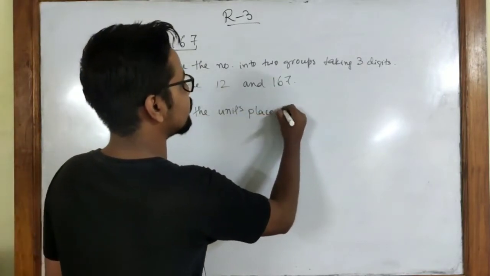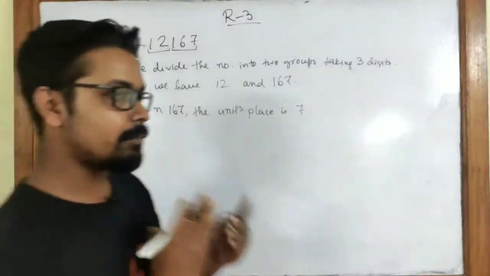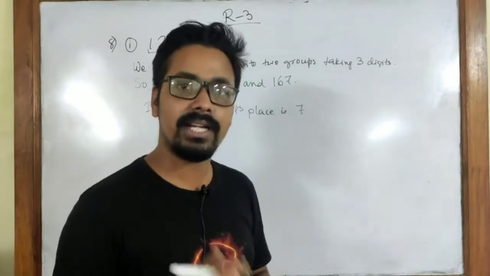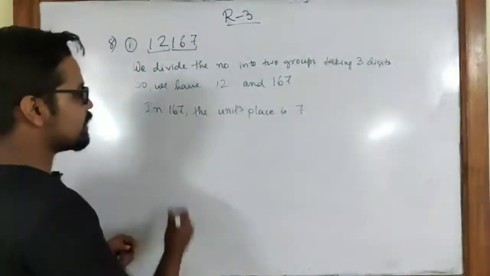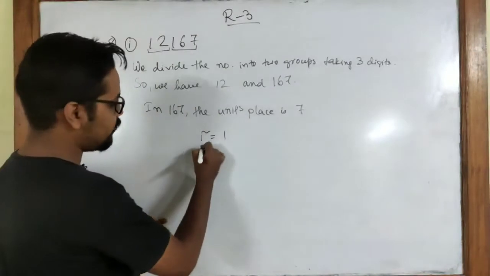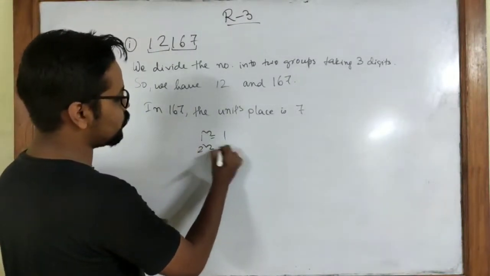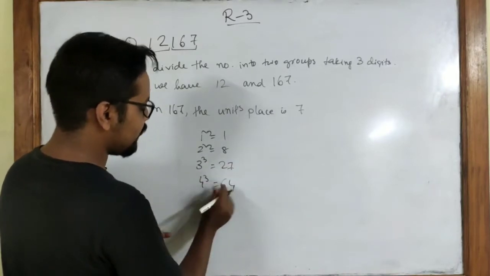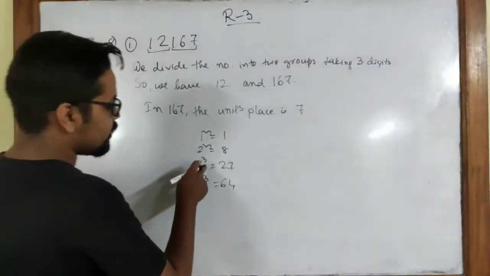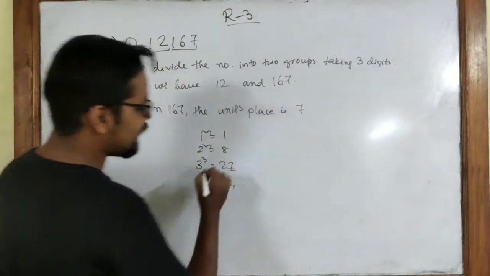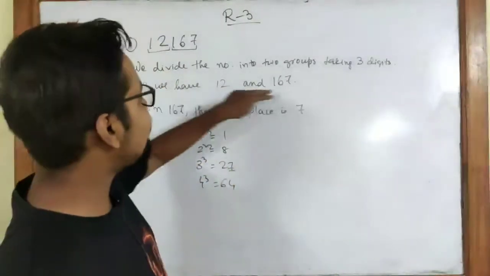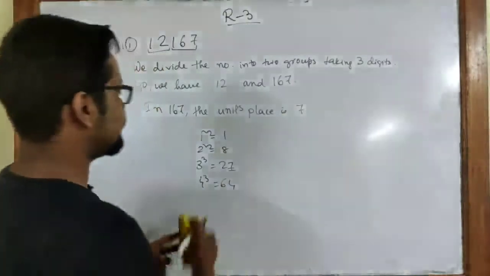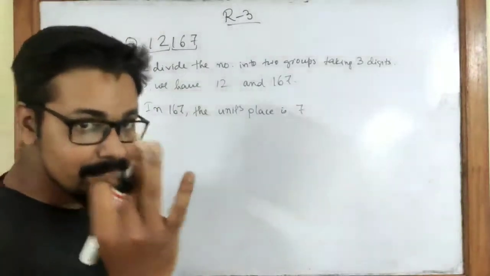From this second group, that is 167, in 167 the units place is 7. Now if you see the numbers from 0 to 9, only one number, if you cube it, gives a number that ends with 7. 1 cube ends with 1, 2 cube is 8, 3 cube is 27, 4 cube is 64, and so on. So 3 cube is 27, so it ends with 7. That means if a number ends with 7, its cube root must have 3 in the units place.